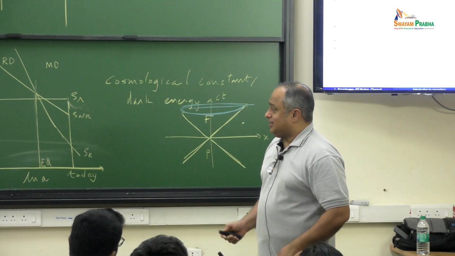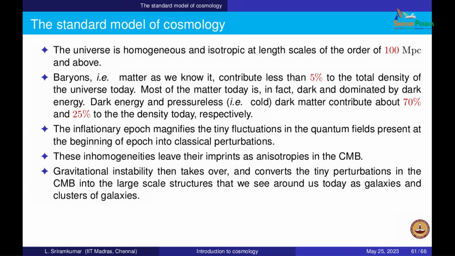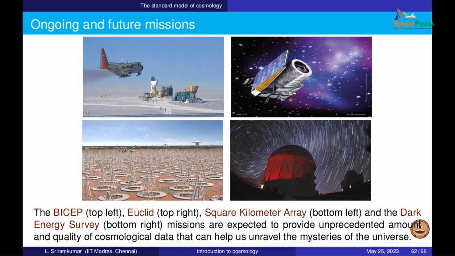So that part is essentially that you have an inflationary phase. I already told you what the standard model is: 70% dark energy, 25% dark matter, and 5% non-relativistic matter, baryons. And then I told you how inflation generates the perturbation, leaves its imprints on the CMB, and that's what I have said here, and gravitational instability. I told you even if you have small disturbances, they will end up forming galaxies and clusters of galaxies. And there are many ongoing observations and many planned observations.